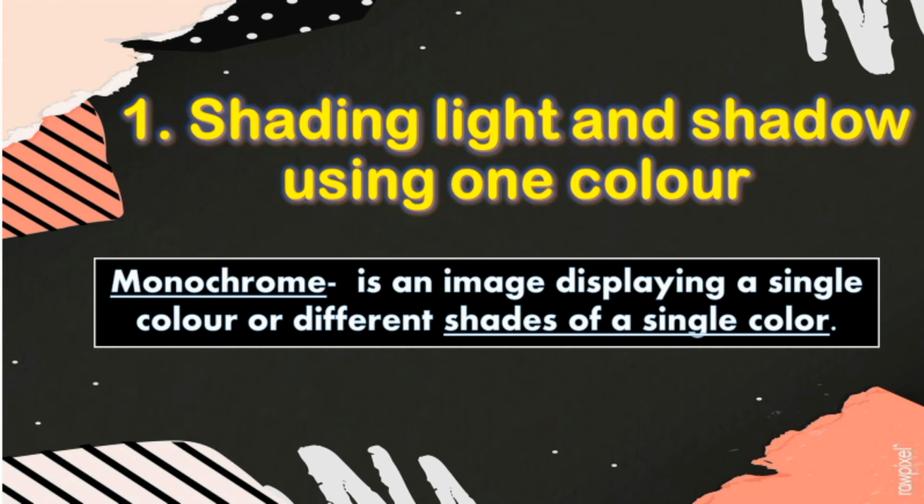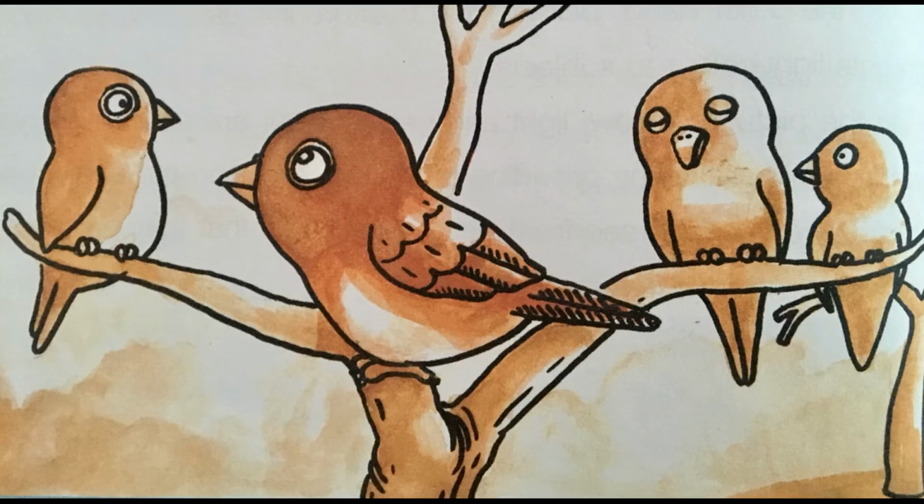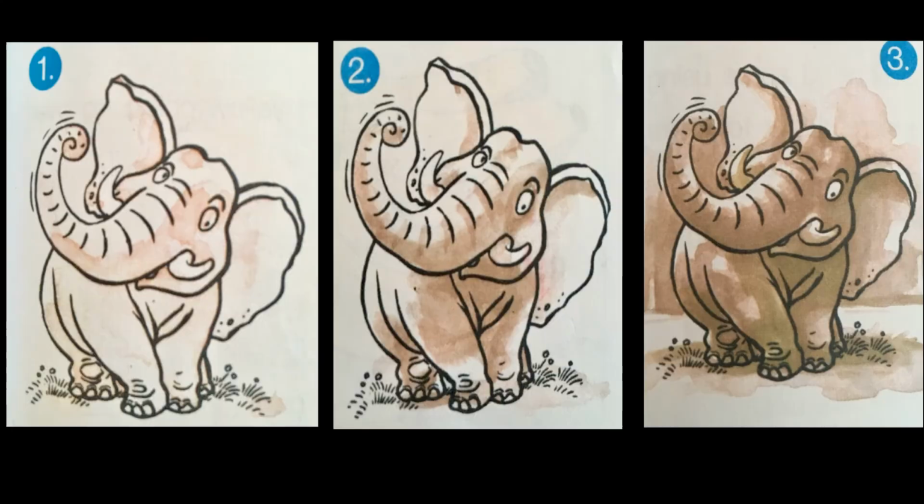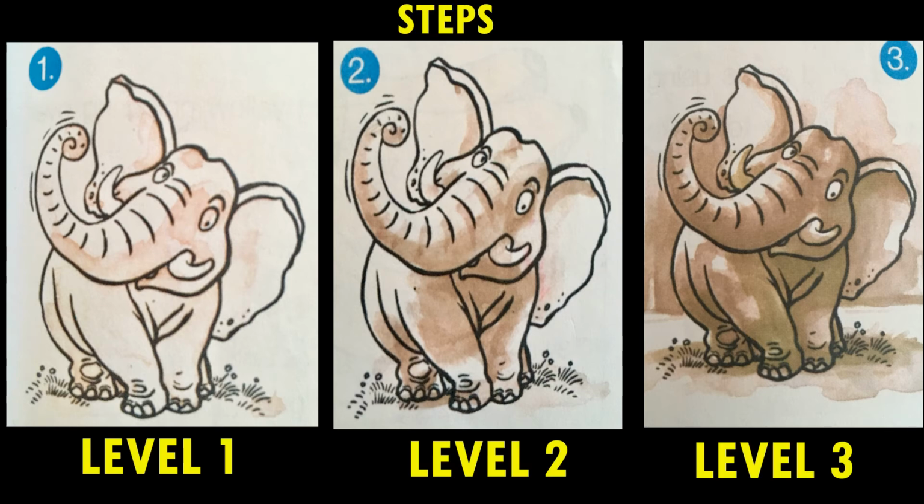The following pictures that you can see on your screen are examples of shading light and shadow using one color, or we call it monochrome. To create an artwork in monochrome, you can use watercolor or poster color. Please look at the picture on your screen.